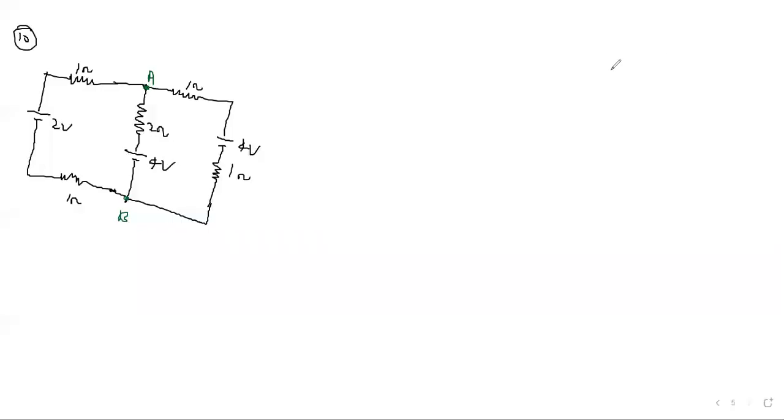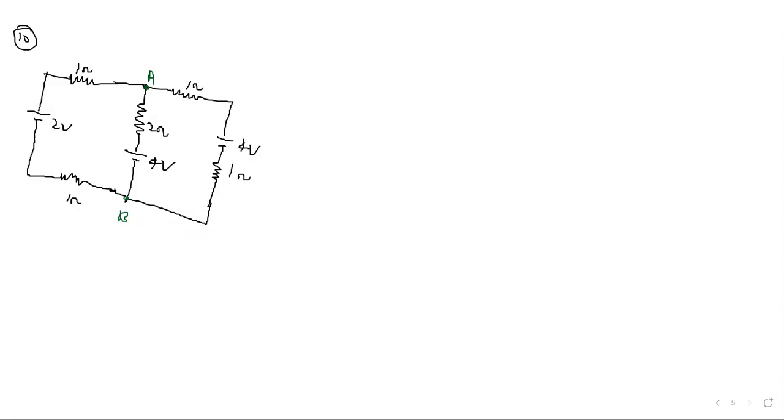So we're talking now about question number 10. And in question number 10, a circuit is given. So let me draw this circuit first. So the circuit is given like this. Okay, so this is the circuit and they're asking what's the potential difference between point A and B. So you have to calculate the potential difference between point A and B.